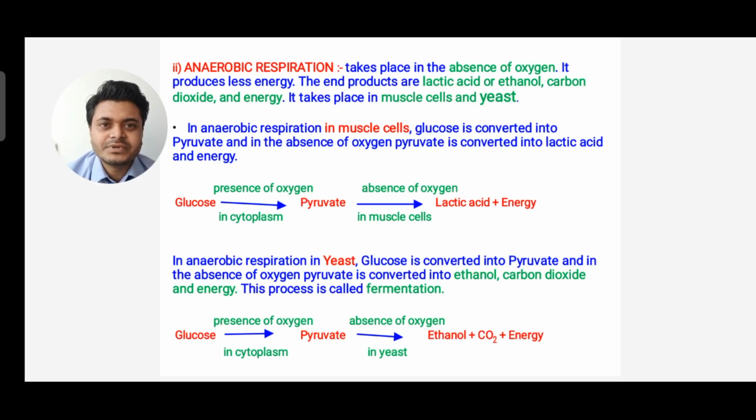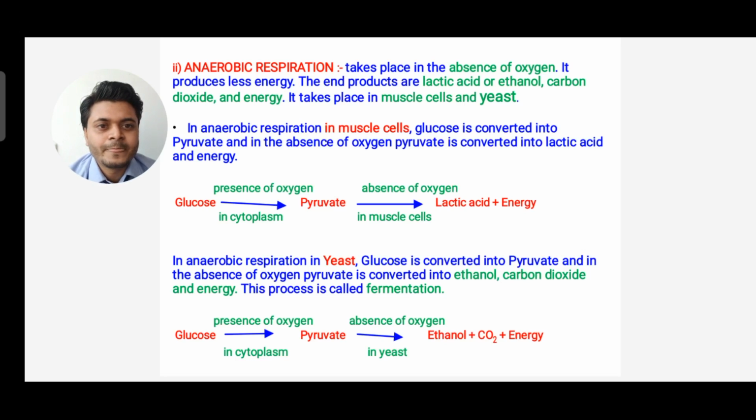In anaerobic respiration in yeast, glucose is converted into pyruvate. Again, for the fermentation reaction, there is a total absence of oxygen. The glucose is converted into pyruvate in the cytoplasm, and this pyruvate is again converted into ethanol, carbon dioxide and energy. This also happens in absence of oxygen in the yeast cell.